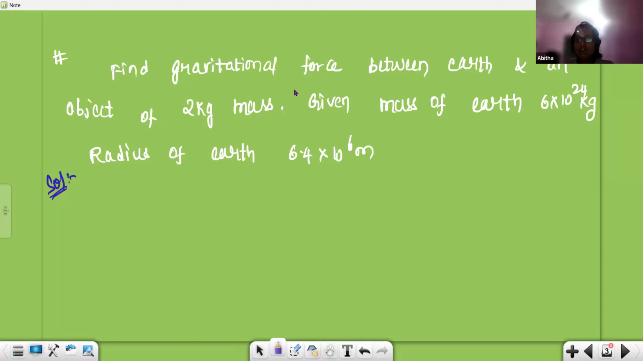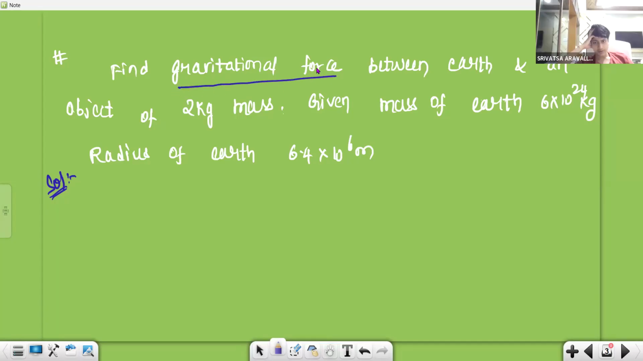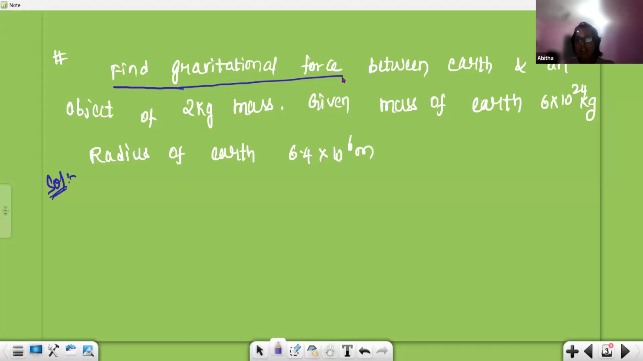What do we need to find in the question? Read the question properly. We have to find the gravitational force between Earth and an object of 2 kg mass. So there are two objects. One is Earth, another one is an object whose mass is 2 kg. The mass of Earth is also given. It means whatever the two objects we have, both masses are given. And the radius is also given, and it asks for the gravitational force.